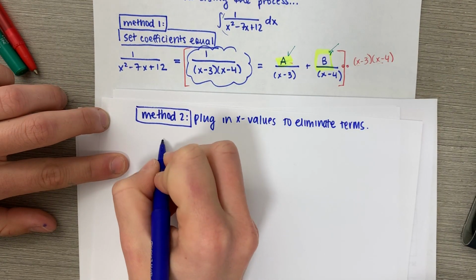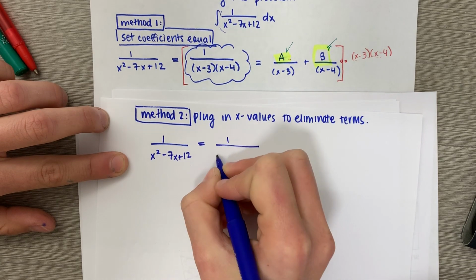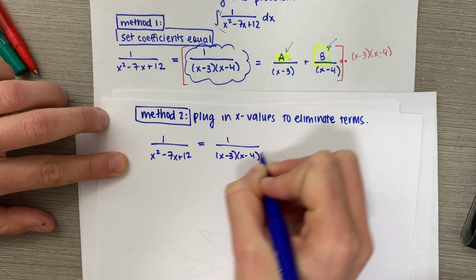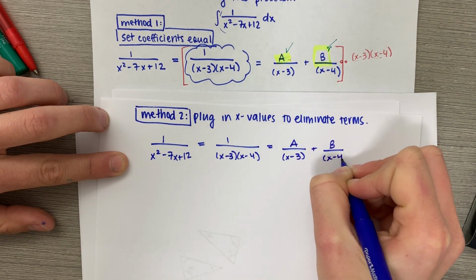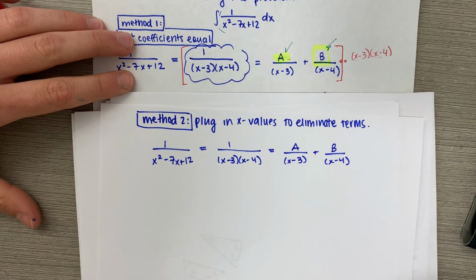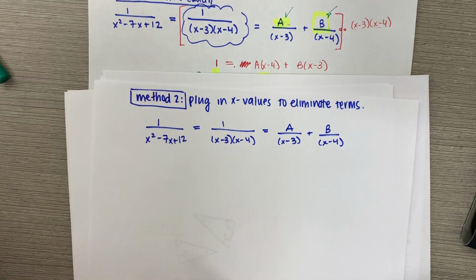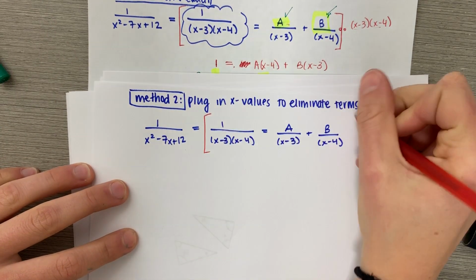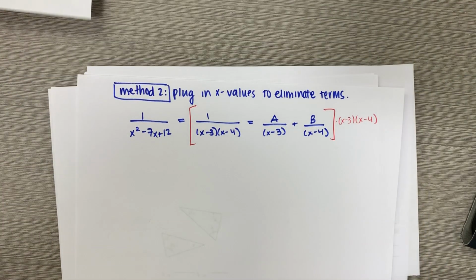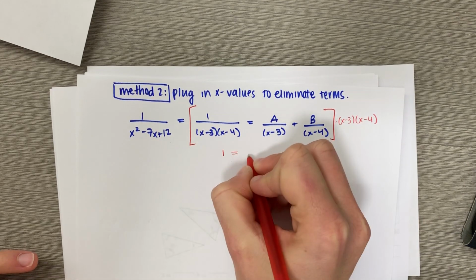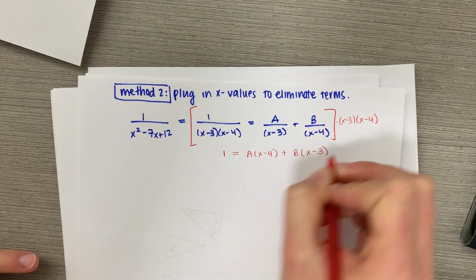And in method number 2, we still have 1 over x squared minus 7x plus 12. We still want to factor our denominator. And our goal is still to break this into two fractions with some numbers on the numerators. And just like in method number 1, we are going to get rid of those denominators by multiplying both sides by x minus 3 times x minus 4. But after we do that, things go differently. So we have 1 equals a times x minus 4 plus b times x minus 3.